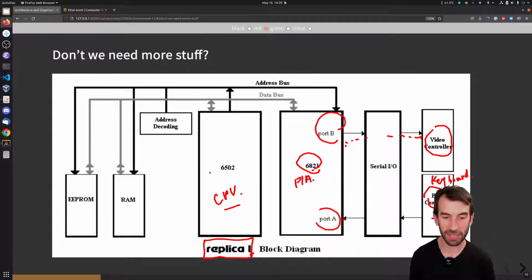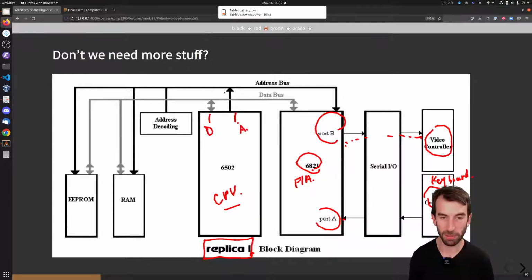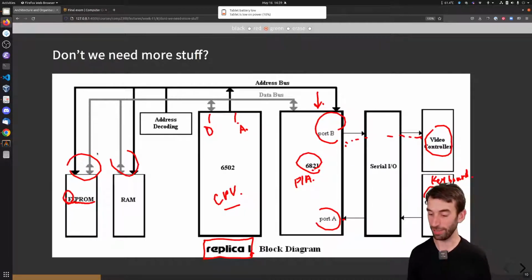And you can see that the 6502, as we learned, has 2 buses. It's got a data bus and the address bus. Both of these buses connect to the PIA, and they also connect to the RAM and the ROM, EEPROM, electronically erasable, programmable, read-only memory. This one's not actually electronically erasable because you have to shine a big bright light on it to erase it. So I don't know what they're talking about there. Maybe some different replica ones came with EEPROM.